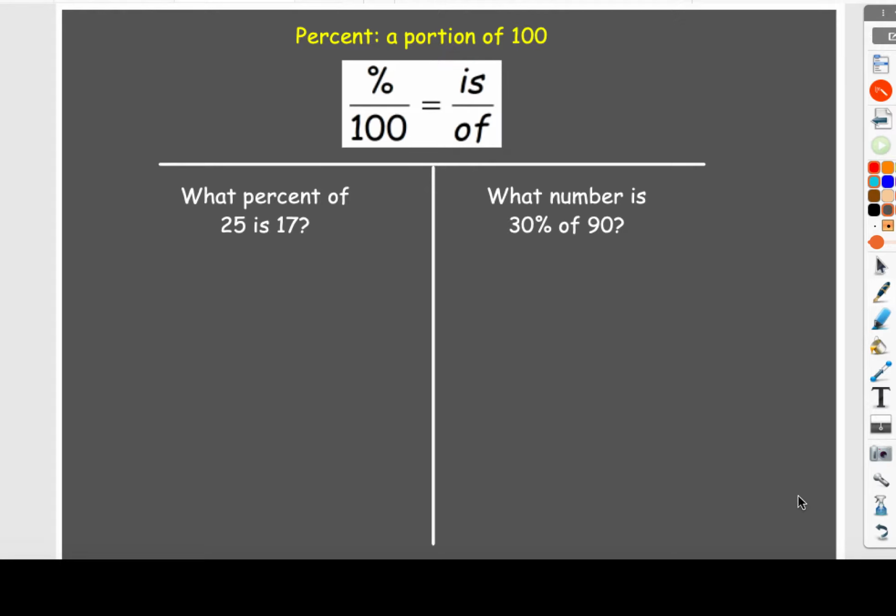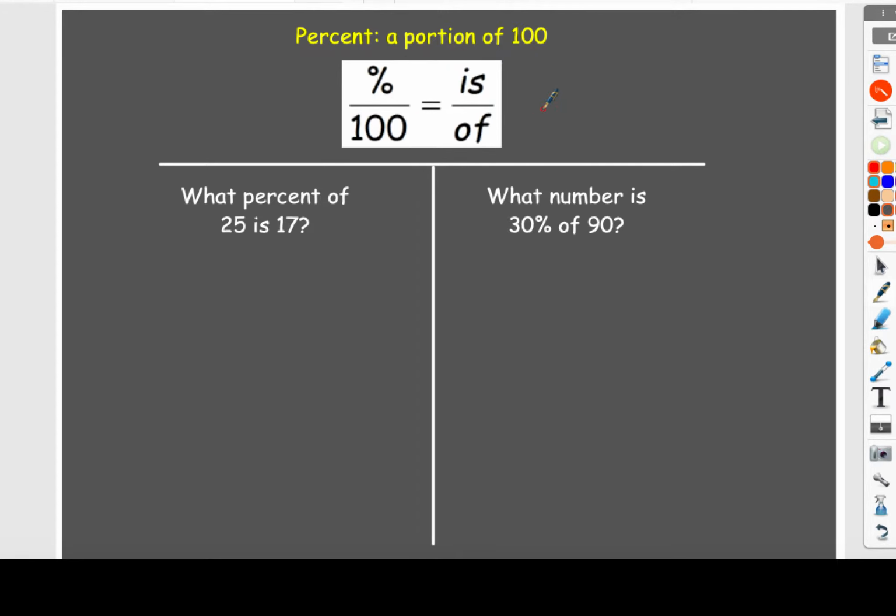Let's talk about percentages. A percentage is really just a proportion or a portion of 100. So you'll notice up top here, we've talked about proportions before. A percentage is really just saying what number out of 100 compared to what we know something is over of. So a percentage is a proportion of 100, as is over of. And that's a great way to remember how to set these up.